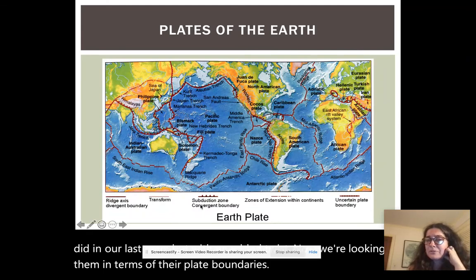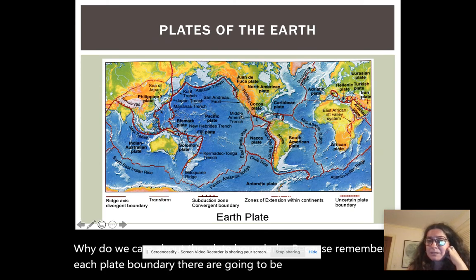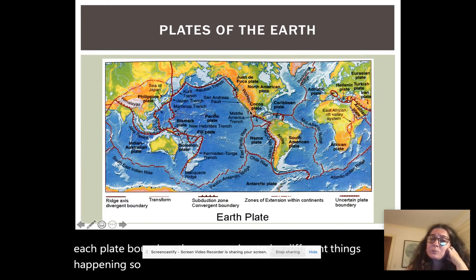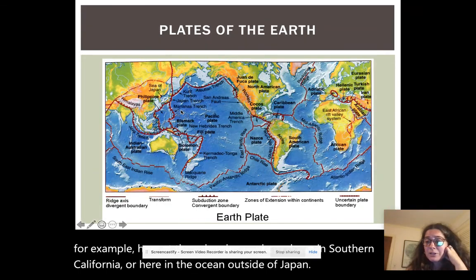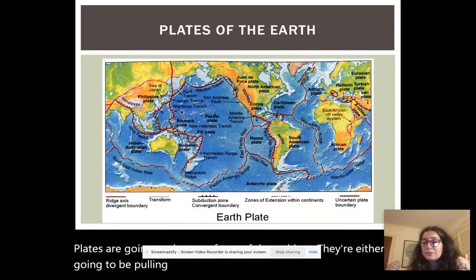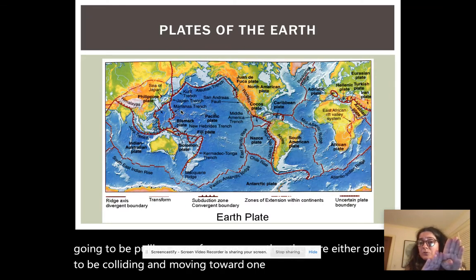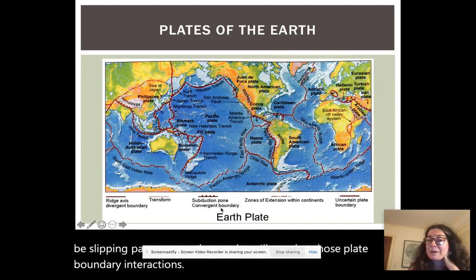Why do we care about the plate boundaries? Because remember, at each plate boundary, there are going to be different things happening. So when you have two plates that meet, like for example, here at these borders, or here down in Southern California, or here in the ocean outside of Japan, plates are going to do one of three things. They're either going to be pulling away from one another, colliding and moving toward one another, or slipping past one another. And you'll see that those plate boundary interactions are indicated in this map.